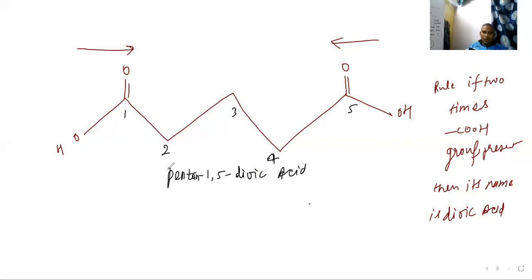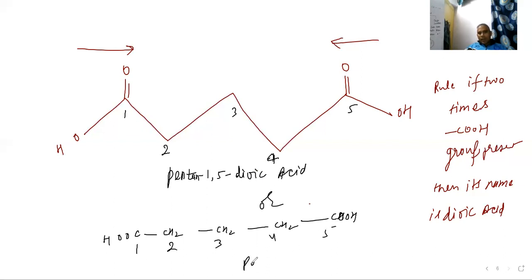This compound is very simple. If you are writing it now, this is the COOH, then it is CH2, then CH2, then again CH2, and lastly the COOH. So you can start numbering here: 1, this is 2, this is 3, 4, 5. Single bond is there, so pent-1,5-dioic acid. Is it okay?